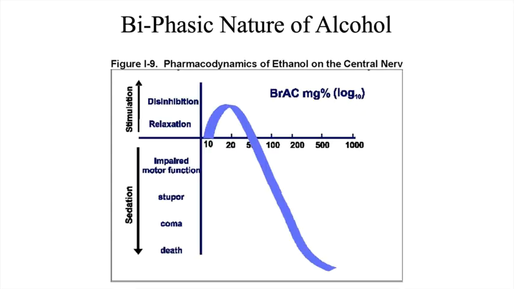So the dose response curve for alcohol is unique in that it can often be biphasic. And by biphasic, I mean it's not a sigmoidal curve that we're used to seeing. It has a peak and then a dip.